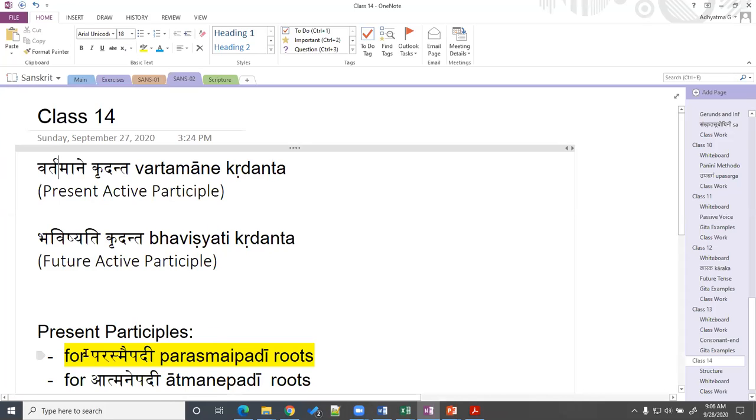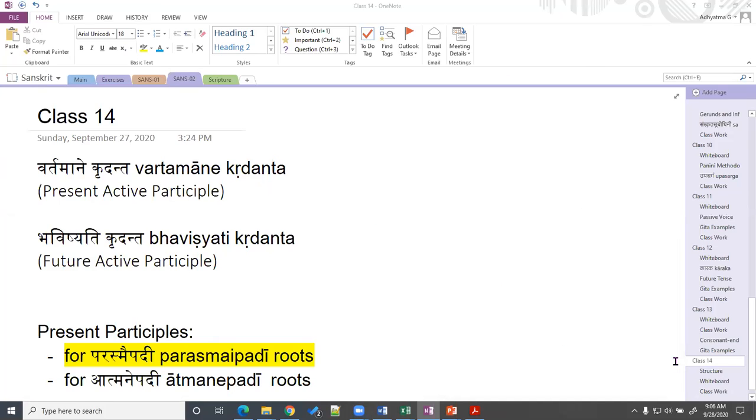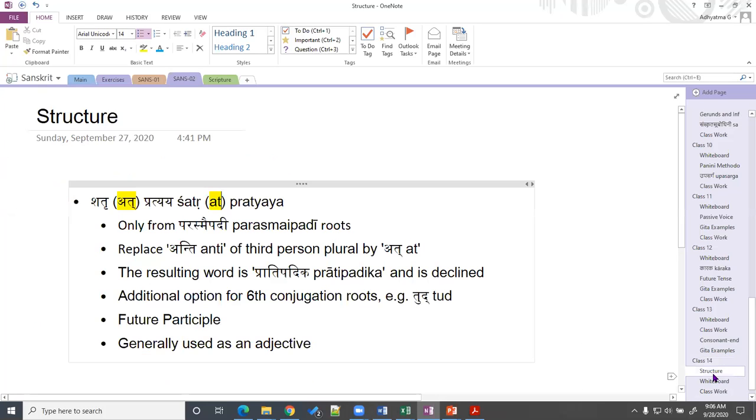So today they are from both roots, Parasmaipadi and Atmanepadi. Today we'll study the Parasmaipadi. So from the Parasmaipadi root, we'll see a little bit more detail. What is it? So the suffix is called Shatru. Shatru Pratyaya. That is the name of the suffix.